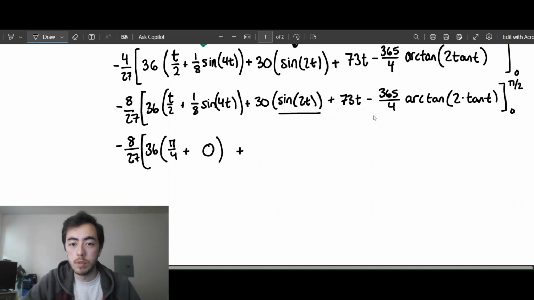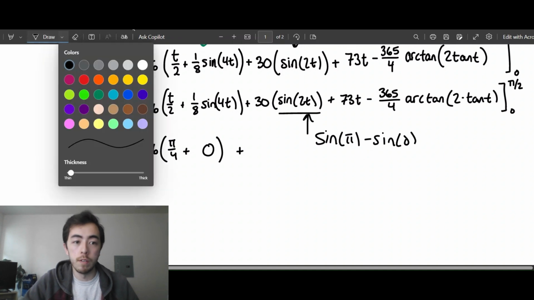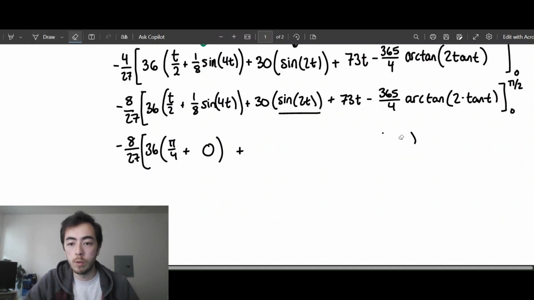Here I have 30 times sine of 2t. When I plug in pi over 2, I will get sine of pi and sine of 0. Both of these also evaluate to just 0. So fortunately, this term overall is just a 0. Okay, this one's pretty easy. This will just be a 73 over 2t, not t, but pi. And then there's nothing else because if I subtracted, plugging in a 0 right here, I just subtract 73 times 0, which is just 0.